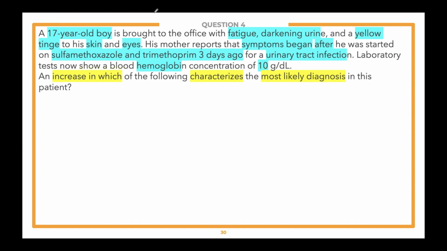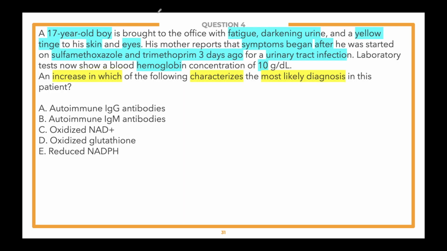So I think we've got a couple steps here. I think one, we've got to come up with that most likely diagnosis. And then two, what would be increased in that diagnosis? So I think we've got a nice two-step question here. So once again, let's go ahead, let's take a look at those answer choices. And we'll start at the bottom, we will work our way up to the top.